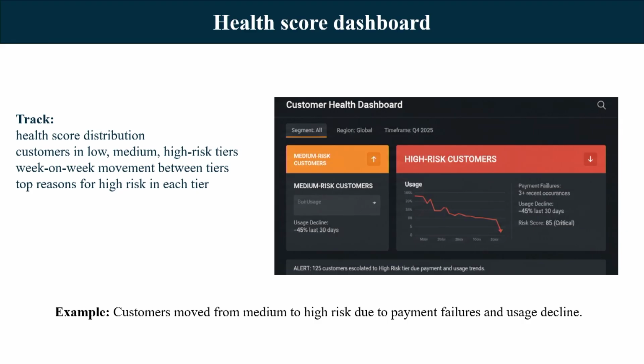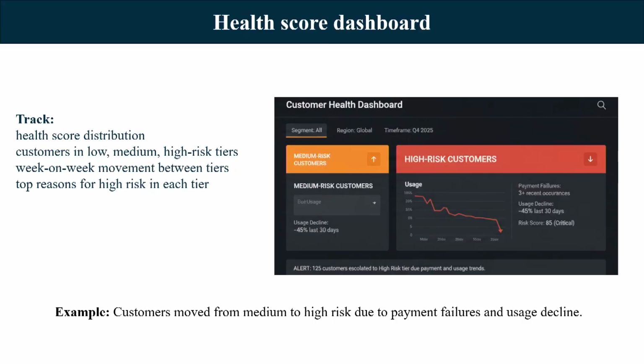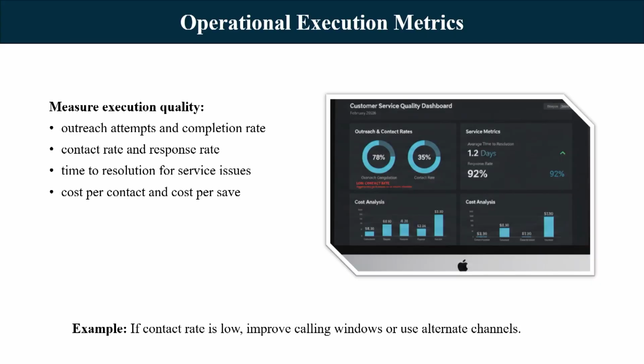Fine. As you can see in this image, on the left-hand side we are showing the usage decline, and on the right-hand side we are looking at the usage pattern over a period of time, right. These things give a lot of insights to managers, even those who do not understand statistics or, let us say, machine learning. Now, operational execution metrics.